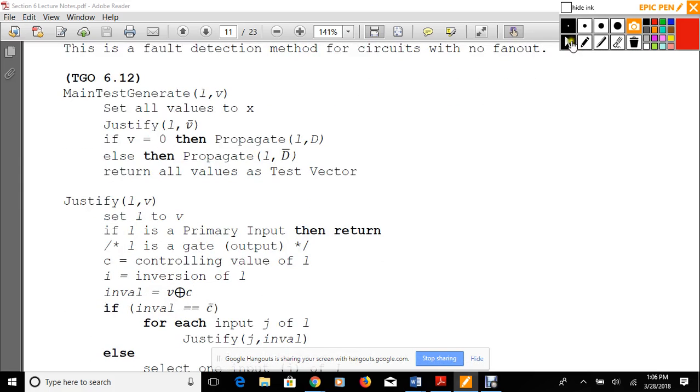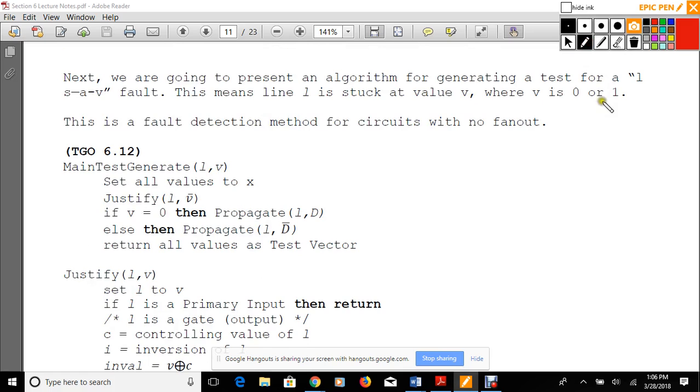So first, we set all values to x, and so we have an initial input. Let me start defining things. We are trying to figure out a test for L stuck at V. So for example, we have a node stuck at 0 or a node stuck at 1. The line L is stuck at value 0. So the input to that first XOR gate is a stuck at 0 fault or stuck at 1. Okay? So we have a node and a value that are stuck at 0 or stuck at 1.